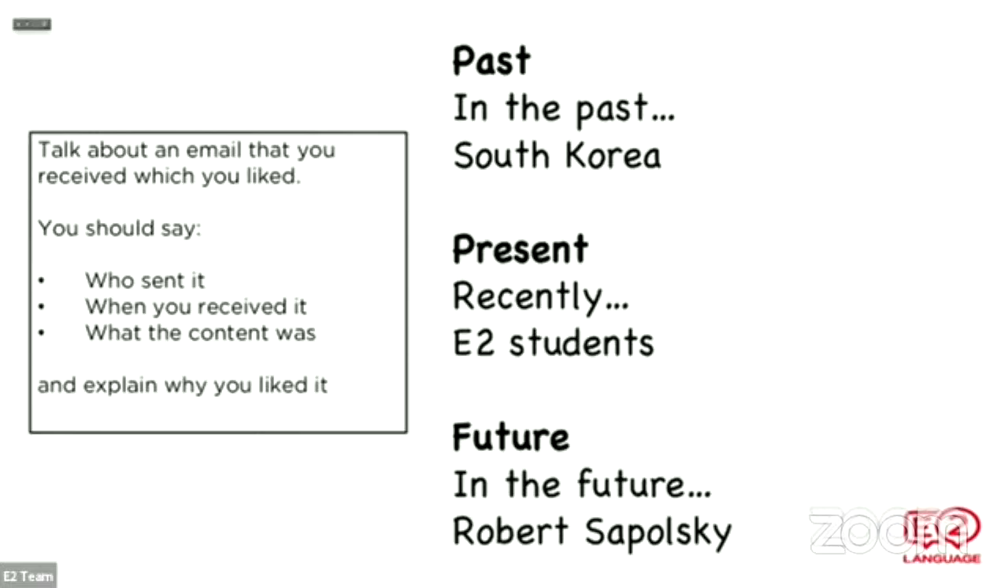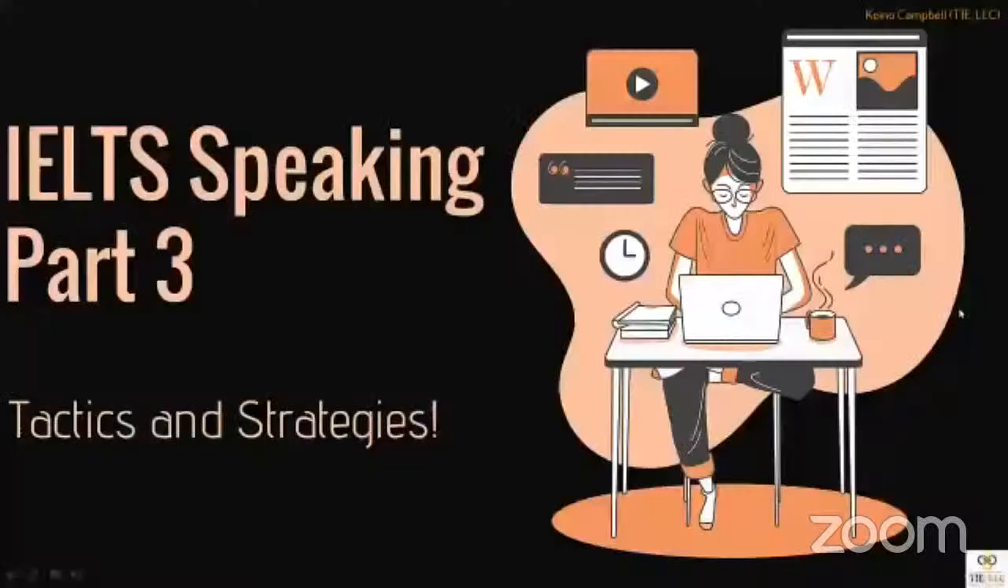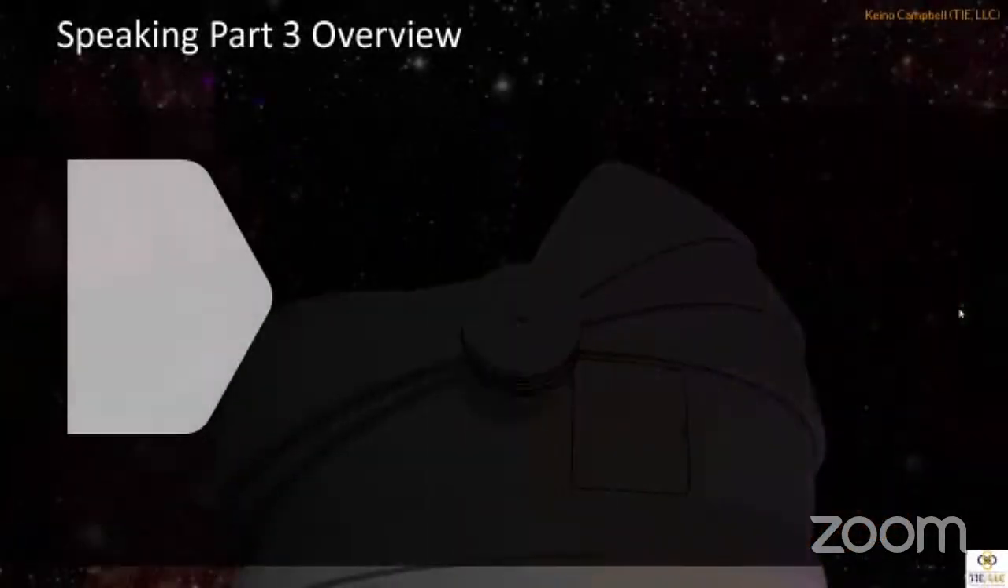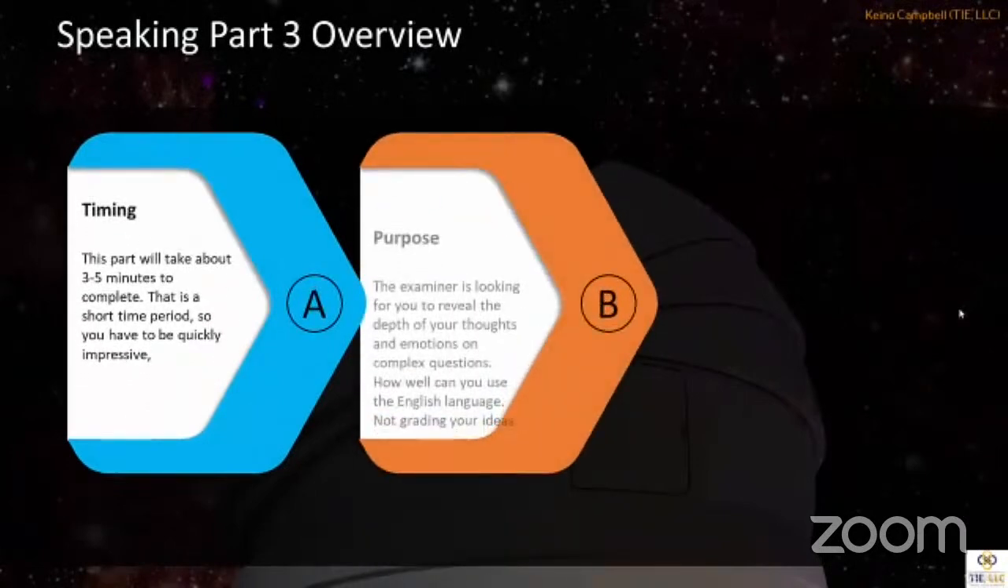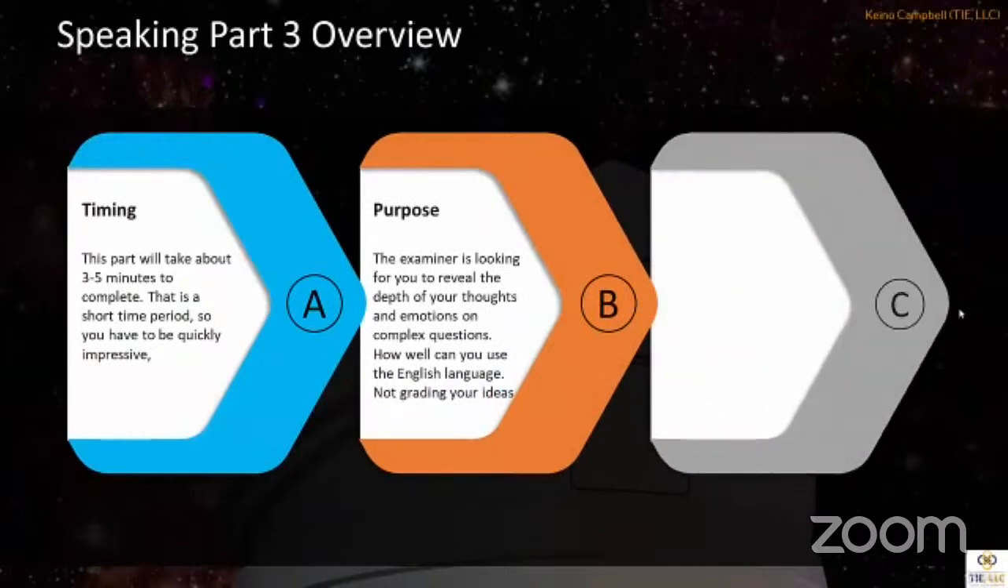Follow up questions which are based on your previous cue card. Okay, now that you have just finished practicing for part number 2, we're going to move into our explanation of speaking part number 3 and highlight some of the tactics and strategies that are necessary to do well. So, in general, in terms of part number 3 as an overview, the timing, it will take about 3 to 5 minutes to complete this section of the test, so you got to be ready.